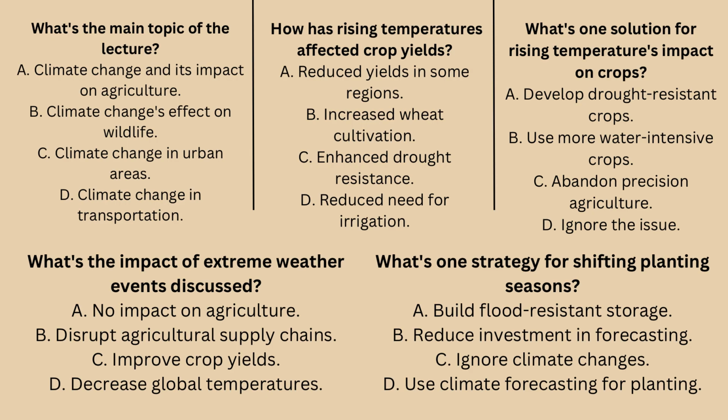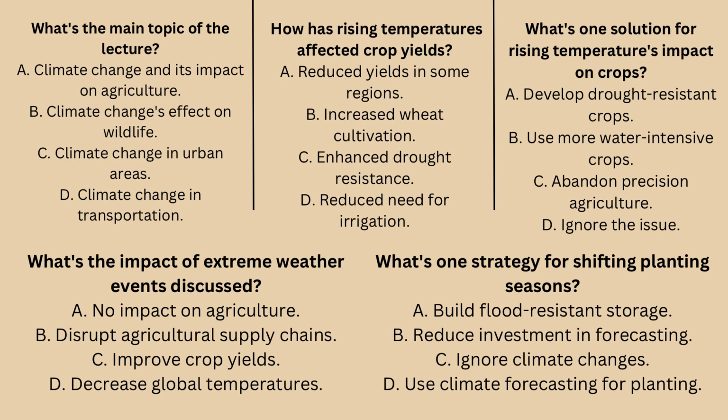This rise in temperature has led to more frequent and severe droughts in some regions, affecting crop growth. For example, regions that were once suitable for wheat cultivation are now experiencing reduced yields. To combat these challenges, scientists and researchers have been working on developing drought-resistant crop varieties. These new varieties can withstand longer periods of drought and require less water for growth.